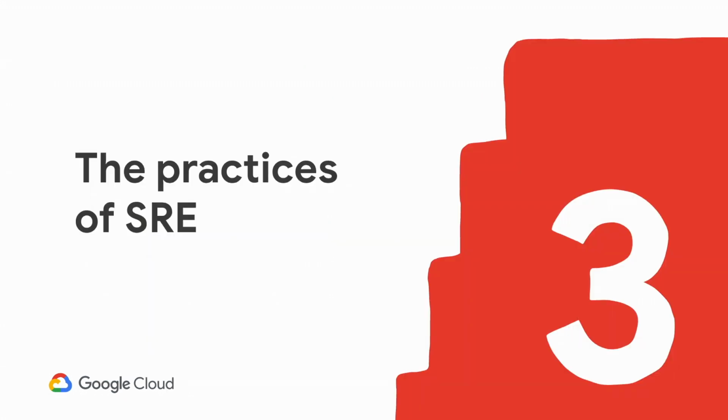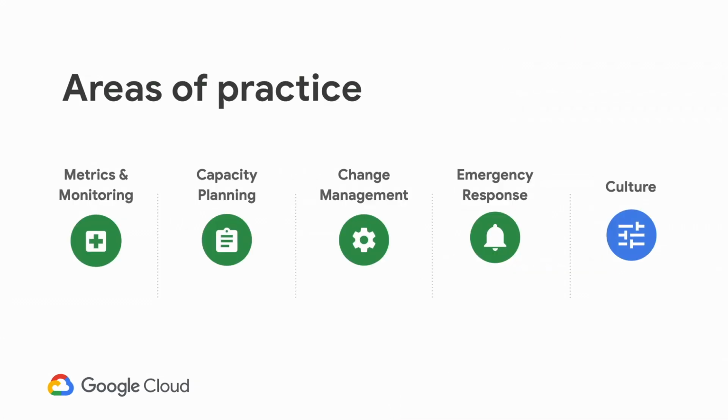So the concept of SLOs and error budgets are all good and well, but how do we actually defend them on a day-to-day basis? We need to work in a few key areas of practice within the SRE team. So these are some of the areas of practice that we usually tend to think about: metrics and monitoring, capacity planning, how do you handle change management? And as we said, things will go wrong. And when they do go wrong, how do you respond to emergencies? And culture.